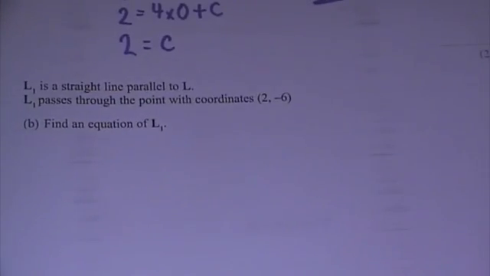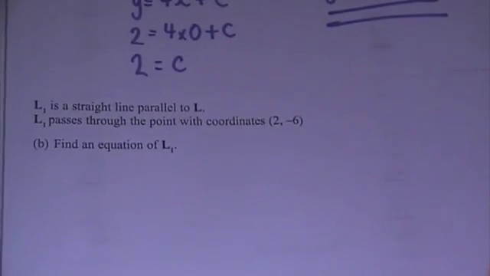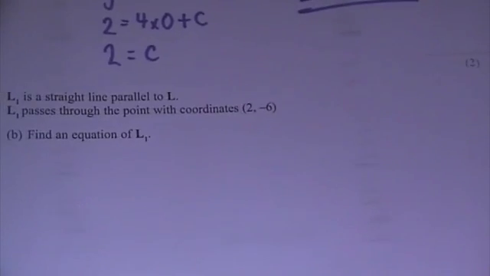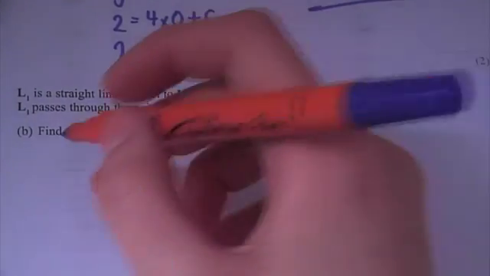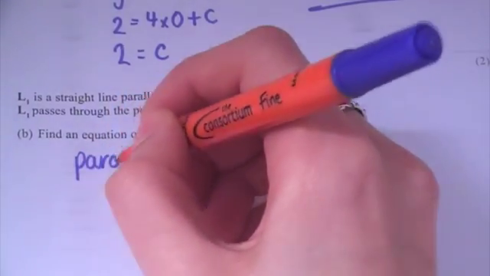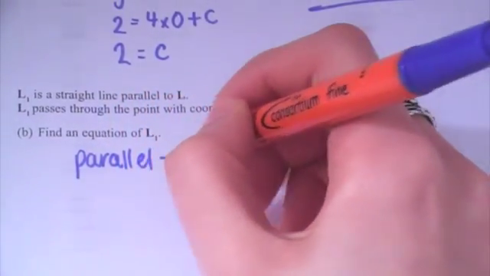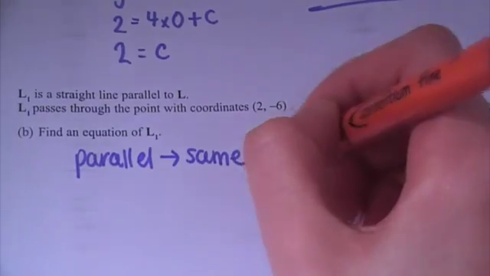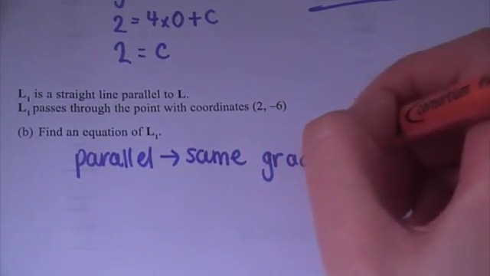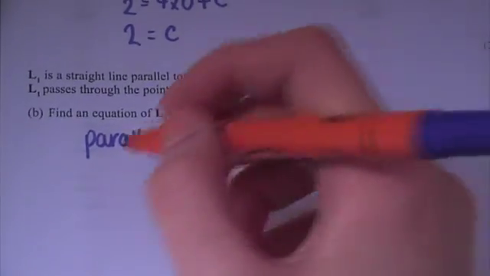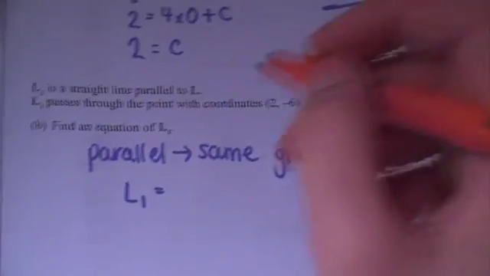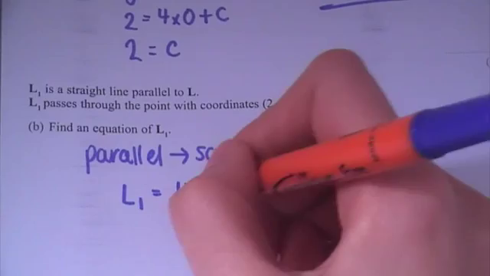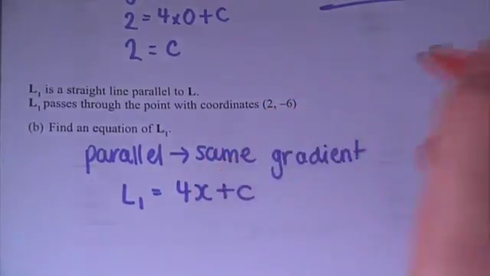It says L1 is a straight line parallel to L, so we've just worked out L. L1 passes through the point with coordinates 2, minus 6. Find an equation for L1. So if it is parallel, it will have the same gradient. So if we were working out L1, it's going to have the same gradient as L, which was 4. So it's going to be 4x plus c.